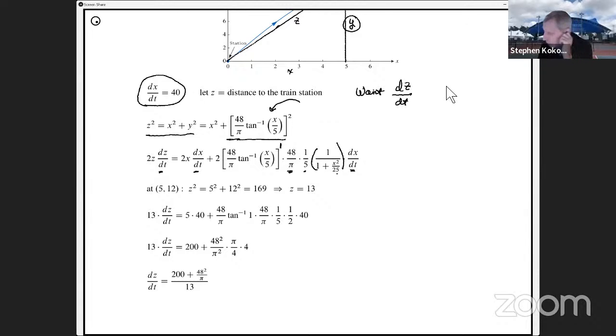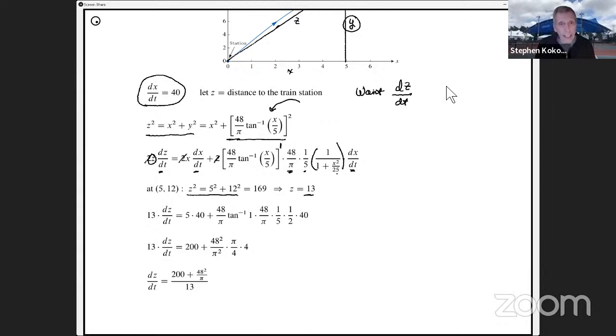Now, I'm going to do a little simplification here. That's probably the hardest part. I can certainly get rid of the 2's. And notice that I still have a z here. So I've got to find that value of z at this instant when the train is at 5, 12. And of course, I picked this kind of nicely. So at that instant, when x is 5 and y is 12, z is going to turn out to be 13.